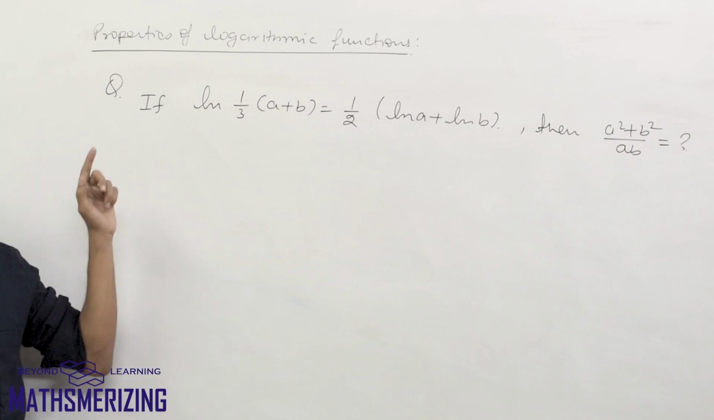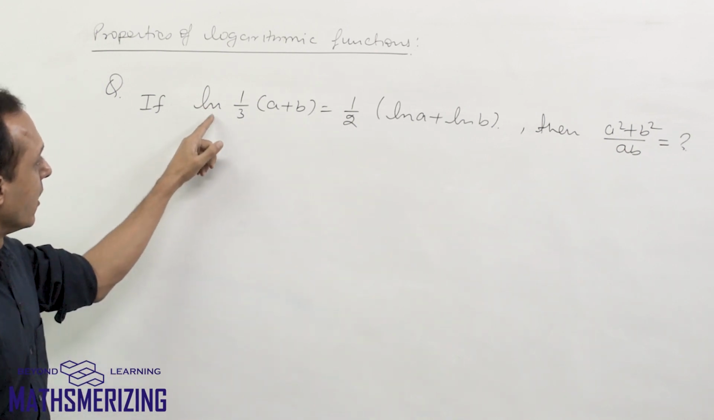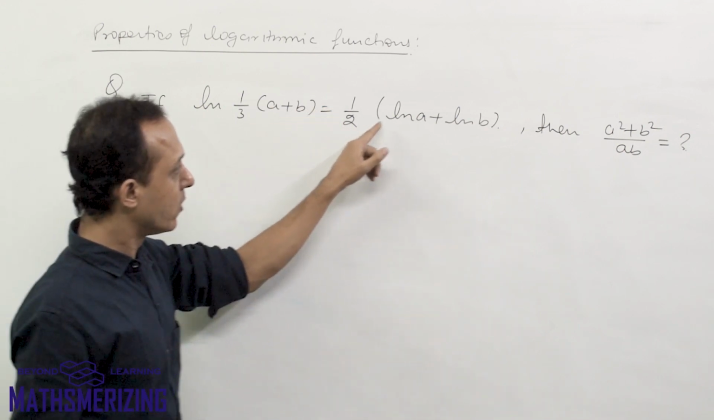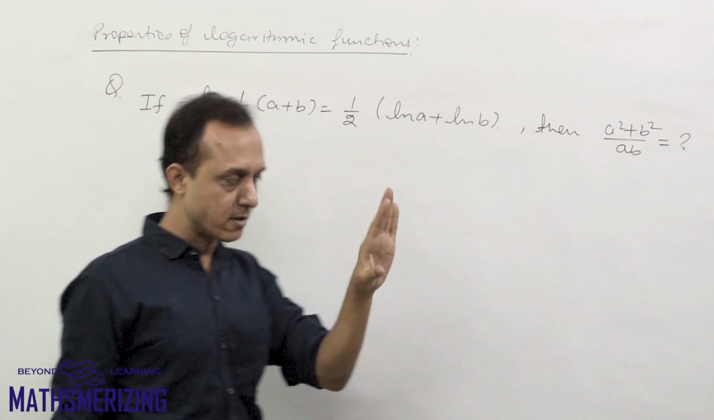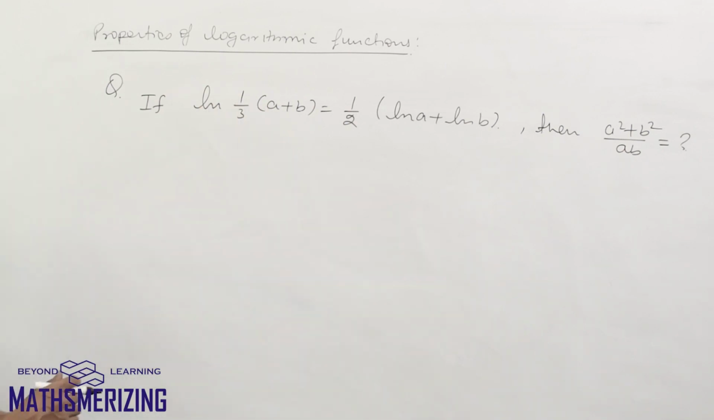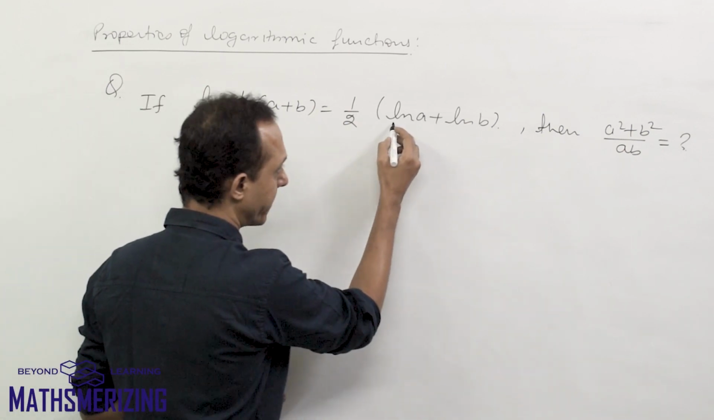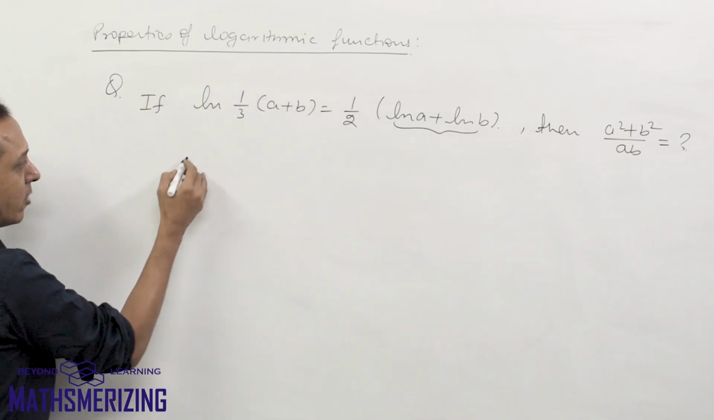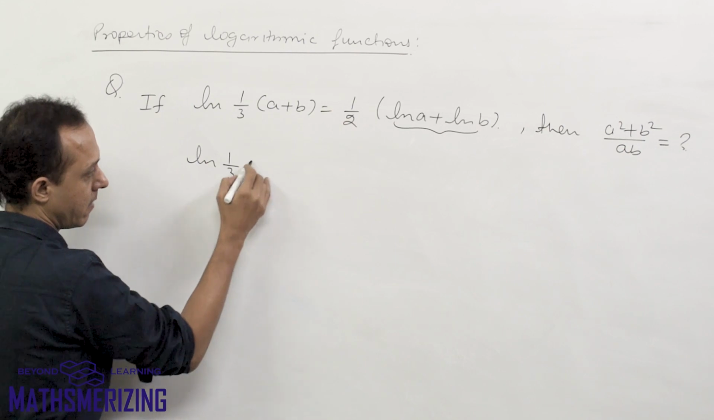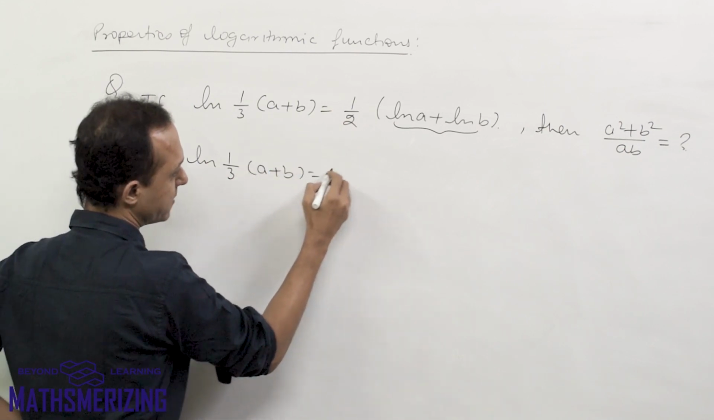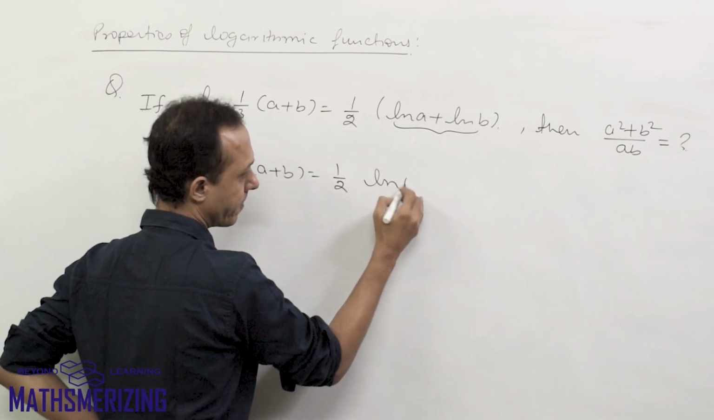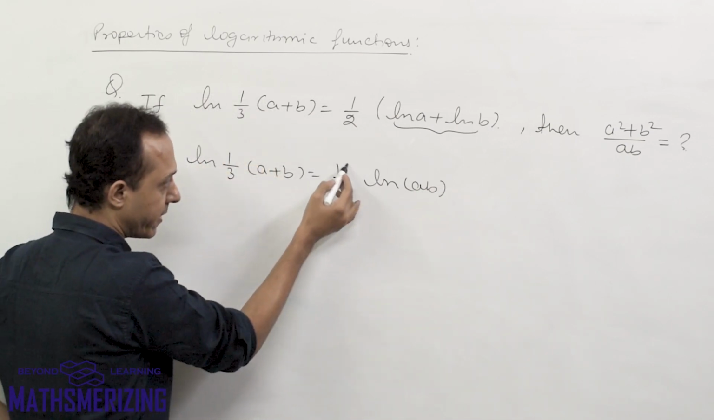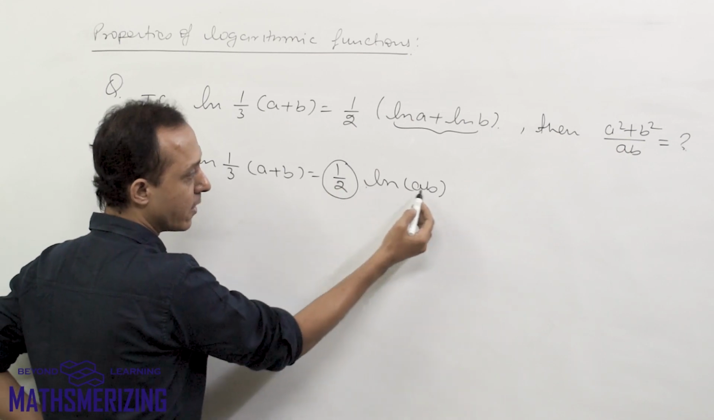So let us take up an example. Suppose the question is log of (a plus b) upon 3 is equal to 1 by 2 (log a plus log b), and the base of log is e throughout the question. Now what I see here is the property log m plus log n, and that is log m into n. So I can write it as log of 1 by 3 into (a plus b), and this is 1 by 2 log of a into b.